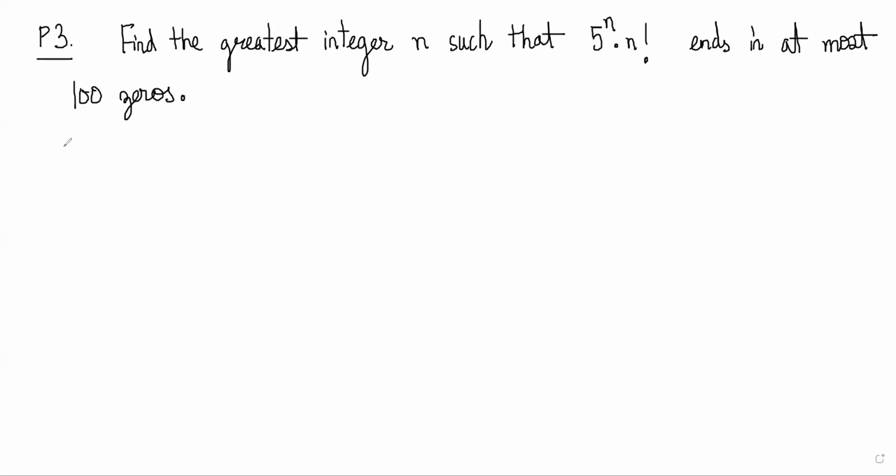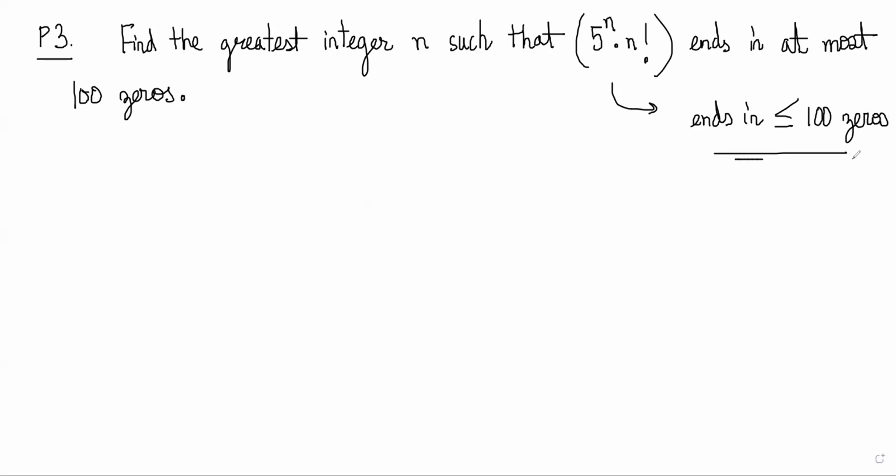Find the greatest integer n so that this number, 5 power n times n factorial, ends in a maximum of 100 zeros. So basically you have to make sure that this number ends in less than or equal to 100 zeros. Try to think about this.